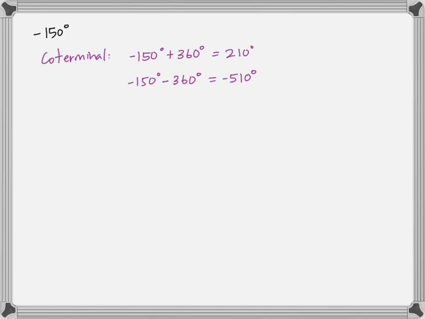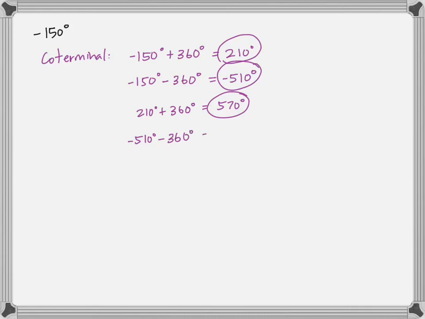Okay, and you could continue adding and subtracting. So these are 2. I only asked you to find 2 coterminal angles, but you could keep doing that. You could take that 210 and add another 360. That'd be 570. You could take that negative 510 and subtract another 360. That's going to be negative 870. So when I ask you to find 2 coterminal angles to any angle, there's actually an infinite number of correct answers.